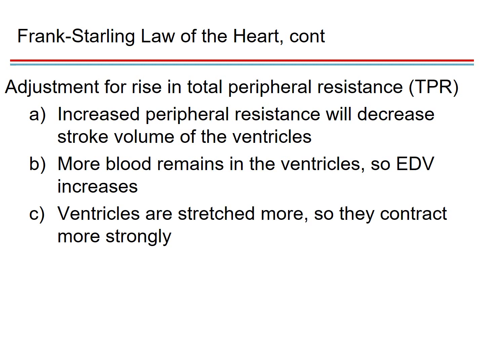So with the Frank-Starling law, another factor that we have to consider is the adjustment for a rise in total peripheral resistance, okay? So an increase in the peripheral resistance will decrease stroke volume of the ventricles, and this will leave more blood remaining in the ventricles, so end diastolic volume is going to increase for the next cycle, and the ventricles are going to be stretched more, so they contract more strongly for the next cycle as well.